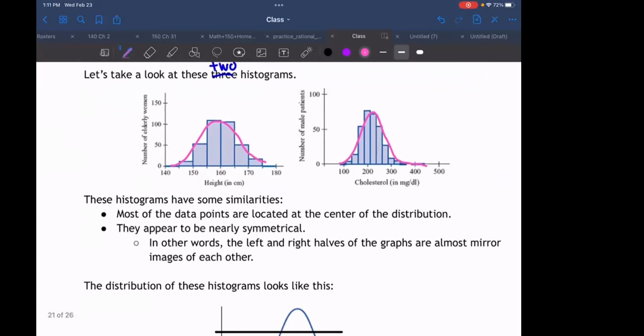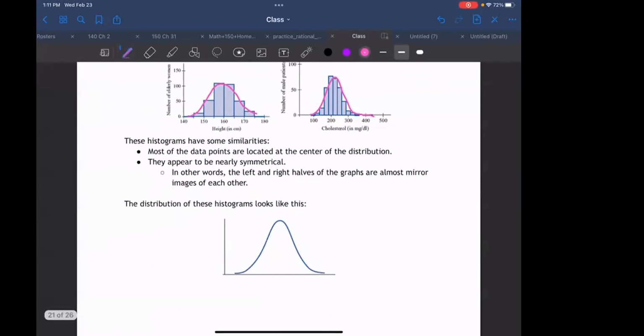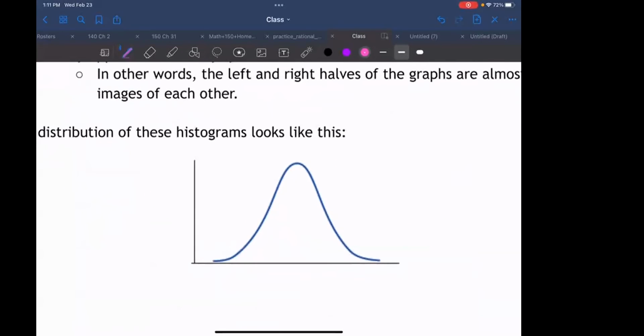There's actually a special name for this distribution. If I were to draw the distribution, it would look like this. Does anyone know what this is called? The normal distribution. Good. Let me write that down. It actually has another name. Does anyone else? Yeah, the bell curve, right? Of course, bell curve because it looks like a bell. It's actually called a normal distribution because it happens a lot.